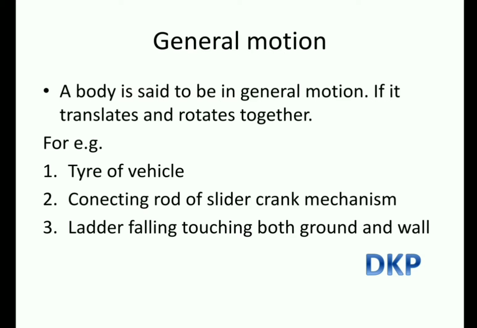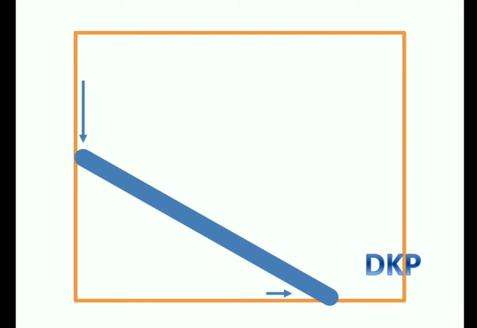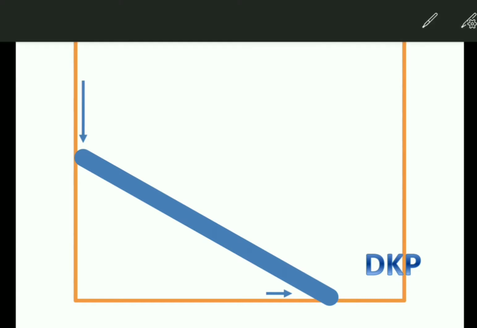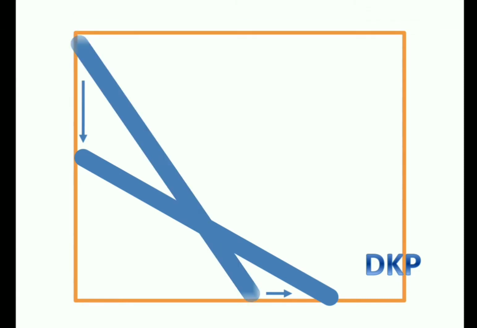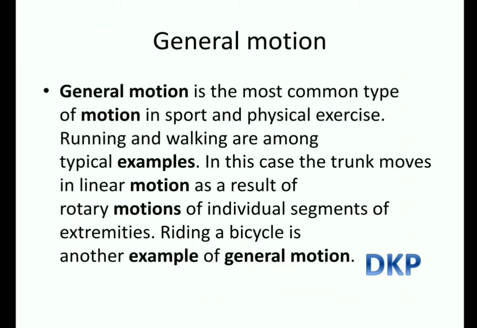Also, consider a ladder falling with the help of the wall and the ground. Let us say that this ladder is going to fall from this position to this position. We see that there is both angular displacement as well as linear displacement. Angular displacement and linear displacement together is nothing but sliding and rotating. So this is an example of general motion, where the body has both sliding and rotation, both angular and linear displacement.